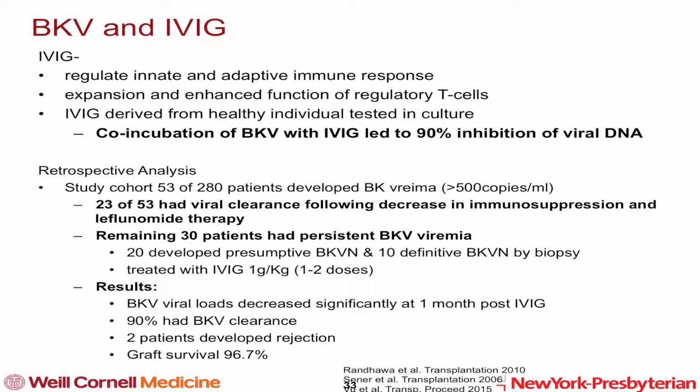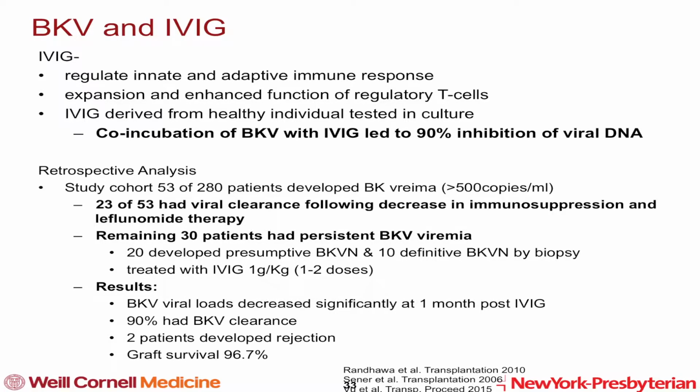And in the literature currently, there are a lot of small case series. There's no randomized controlled trial of IVIG for the management of BK virus nephropathy, and actually there's not a meta-analysis out there either. So I chose one study just to share with you. It's a cohort study of 53 patients who developed BK viremia, low copies, greater than 500 copies. 23 of the 53 had viral clearance, not surprising because the copies were low, with immunosuppressive reduction. The remaining 30 patients had persistent viremia, and then 20 developed presumptive BKVN, and 10 developed biopsy-associated BKVN.